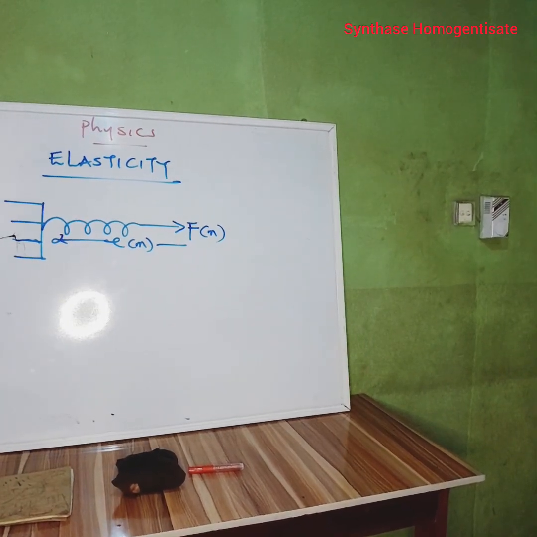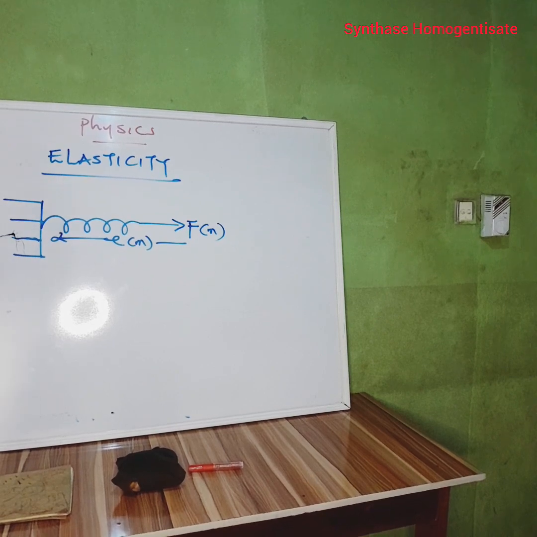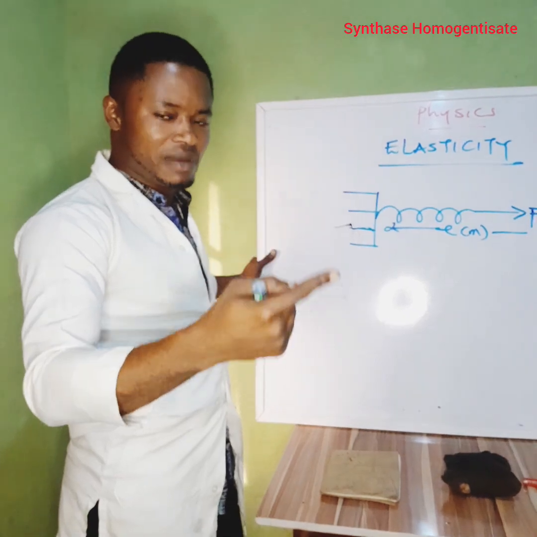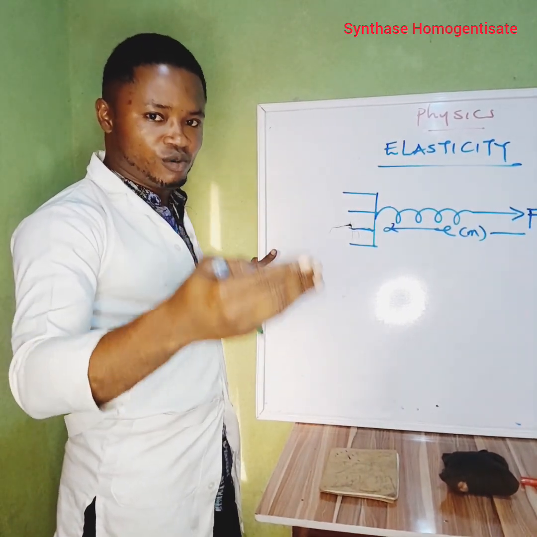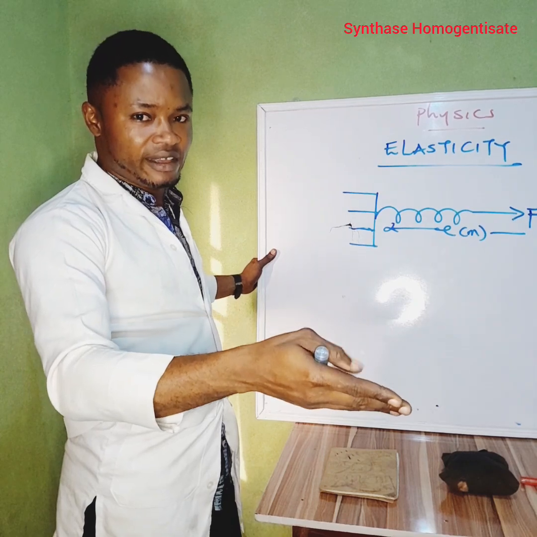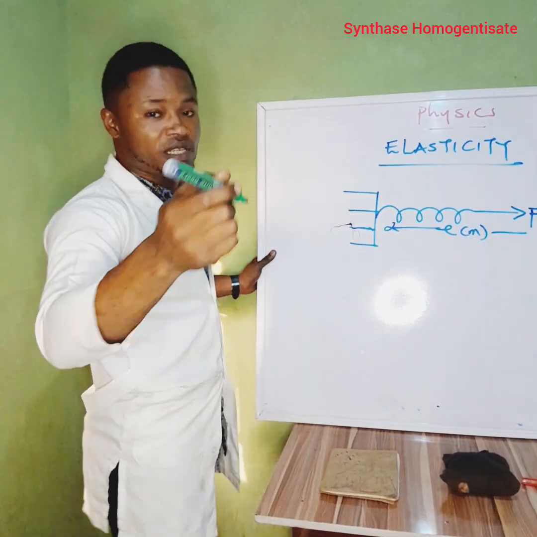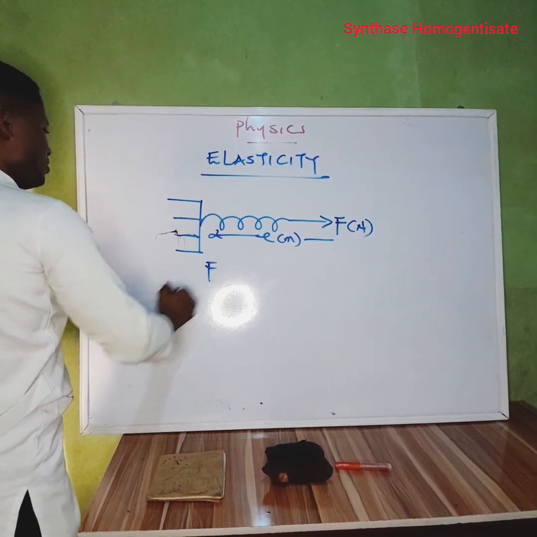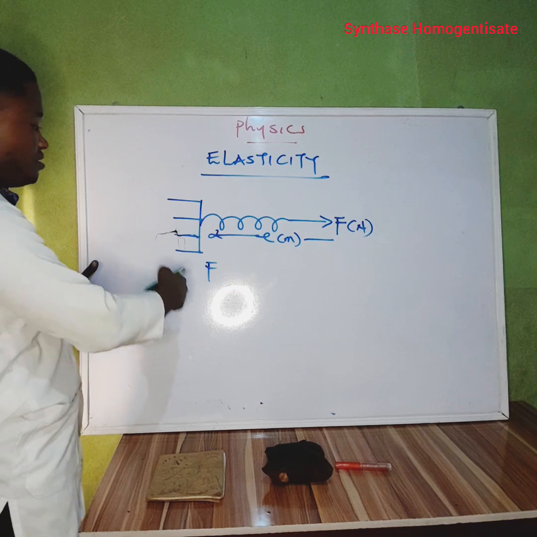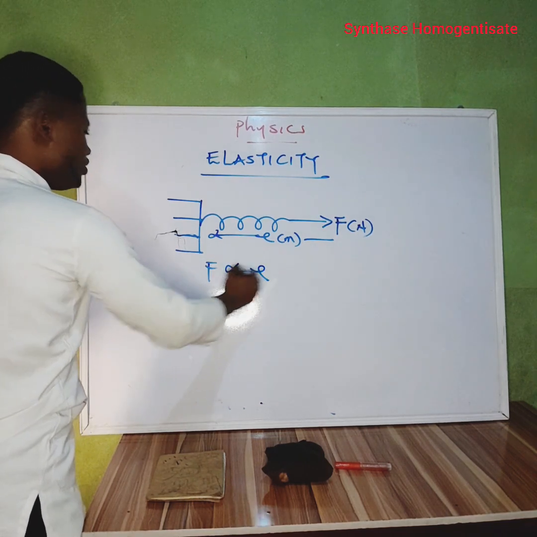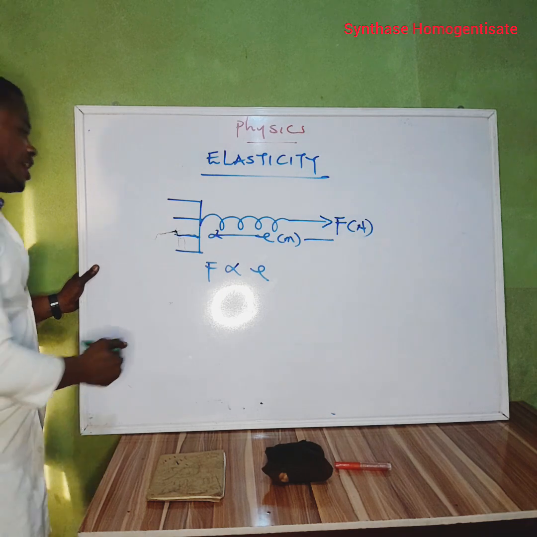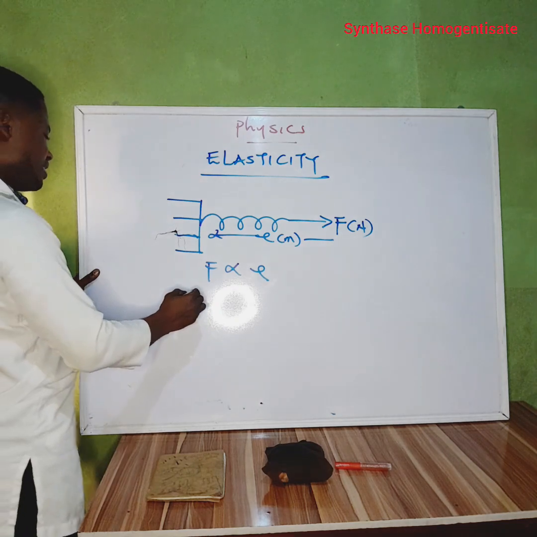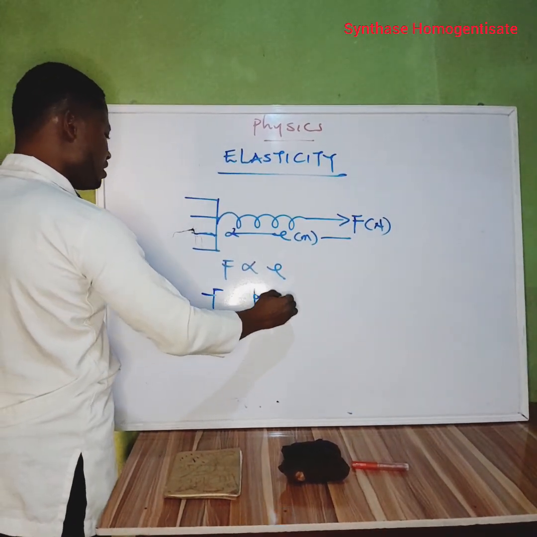Now, do not forget that Hooke's law states that provided the elastic limit of an elastic material is not exceeded, the load or force impressed on the object is proportional to the extension. So the force on the string is proportional to the extension. Now, if we bring about the relationship between force and extension from Hooke's law, we can therefore say that F is equal to KE.